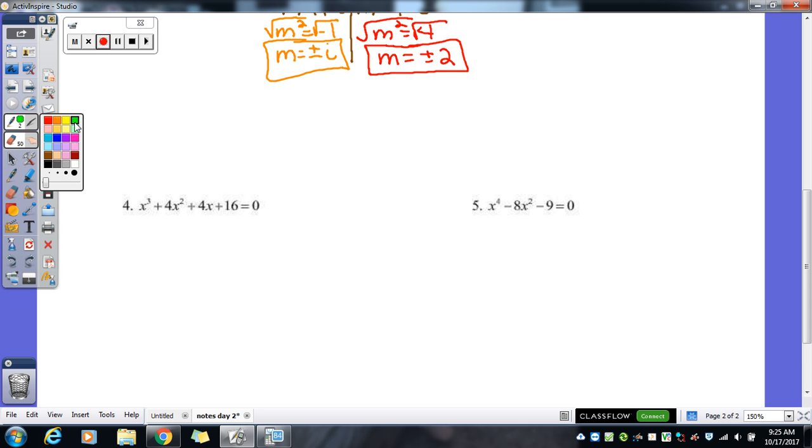Alright, so we got 2 more on here. So first one, I got 4 terms. So how are we going to solve this one? Yep, we're going to do factor by grouping. Let's group the first 2. Group my last 2. So what is our GCF within the first 2? Very good, x squared. And then we got x plus 4. Our GCF within the second 2? 4. And then we have x plus 4.